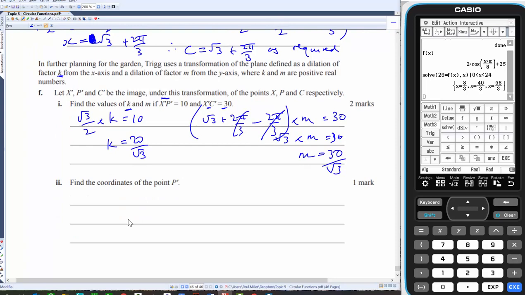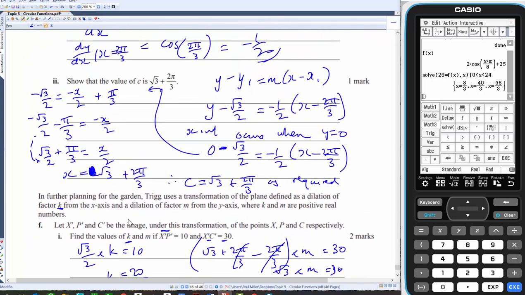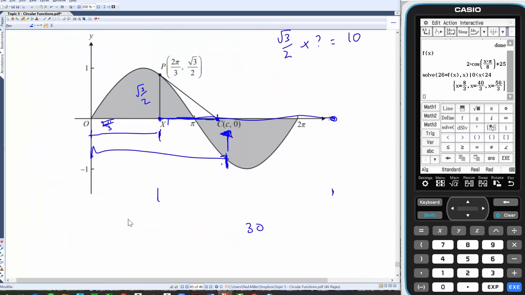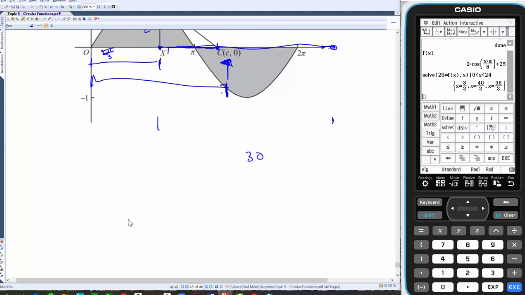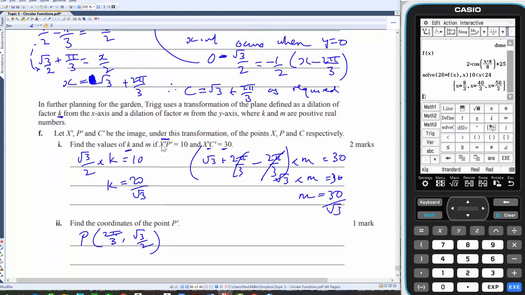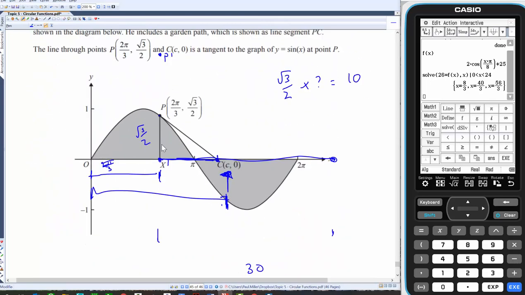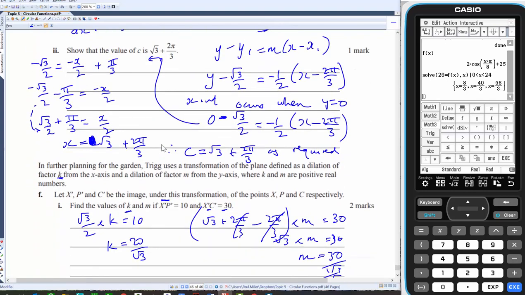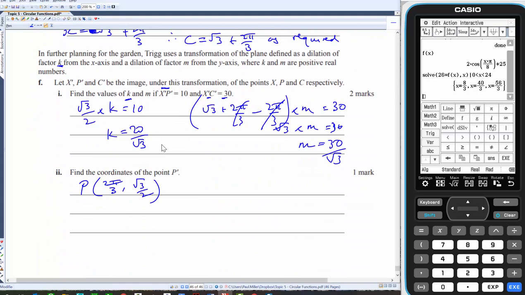Okay, so find the coordinates of the point P, or point P dash. So what was P originally? P was 2 pi on 3, comma, root 3 on 2. So let's note that P was 2 pi on 3, root 3 on 2. Again, my apologies, I just want to double check that value. 2 pi on 3, comma, root 3 on 2. All right, all good. And now what happens is, this factor here, that's the dilation factor K from the x-axis.